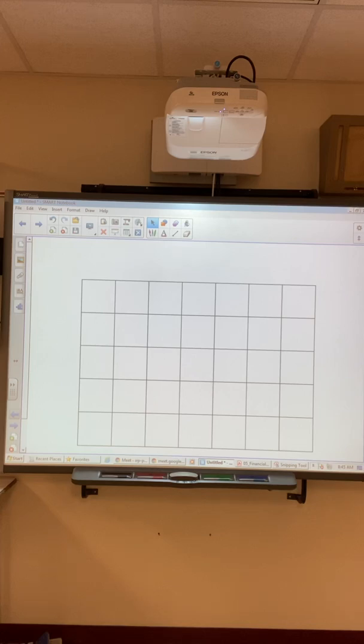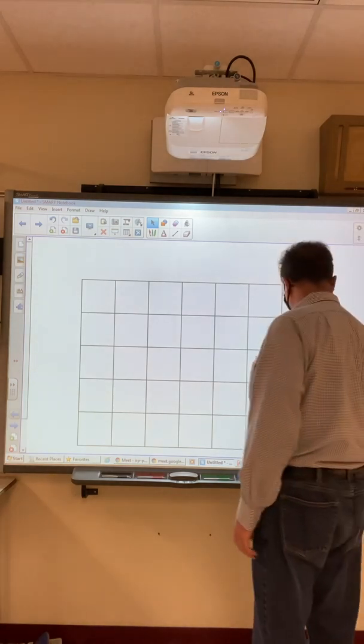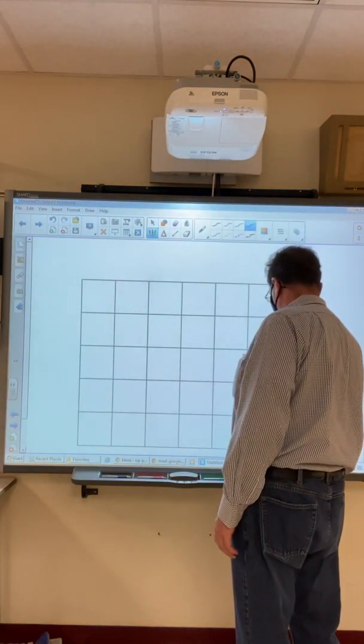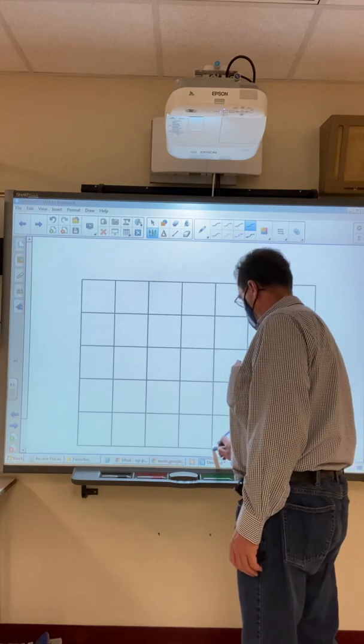Okay, good. So we have 35 boxes. We're only going to use 31 of them. So I'm not going to use the last 4 boxes. So I'm going to cross out those last 4 boxes. Because there's 35, we're only going to use 31.